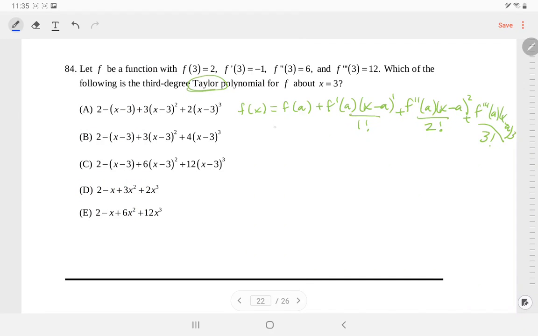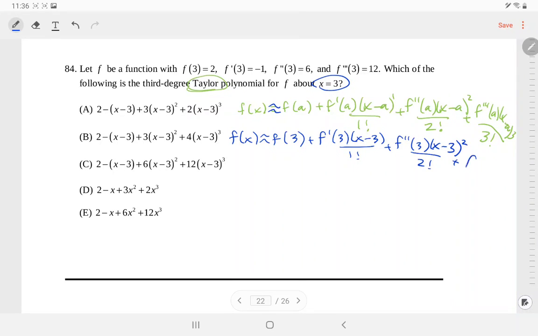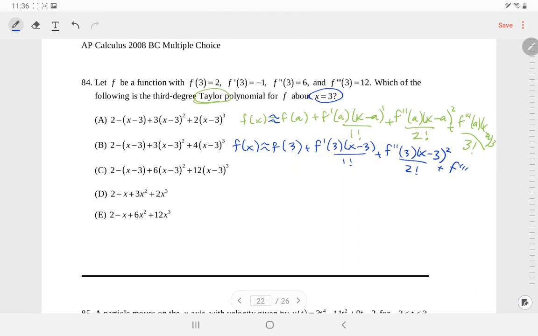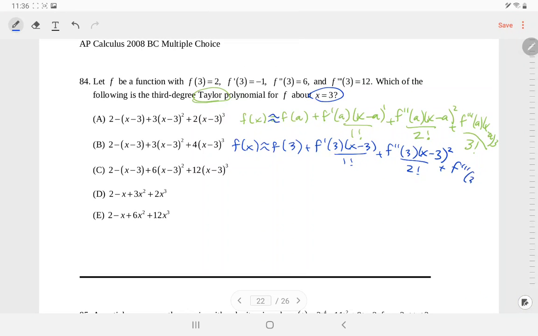Okay, so what's a? A is 3. So f of x, and I should put approximately because I didn't put a dot, dot, dot. So approximately f of a would be 3. F prime of 3, x minus 3 over 1 factorial plus f double prime of 3, x minus 3 squared over 2 factorial plus the third derivative. Yeah, I don't have any space over there. 3, x minus 3 to the third over 3 factorial.